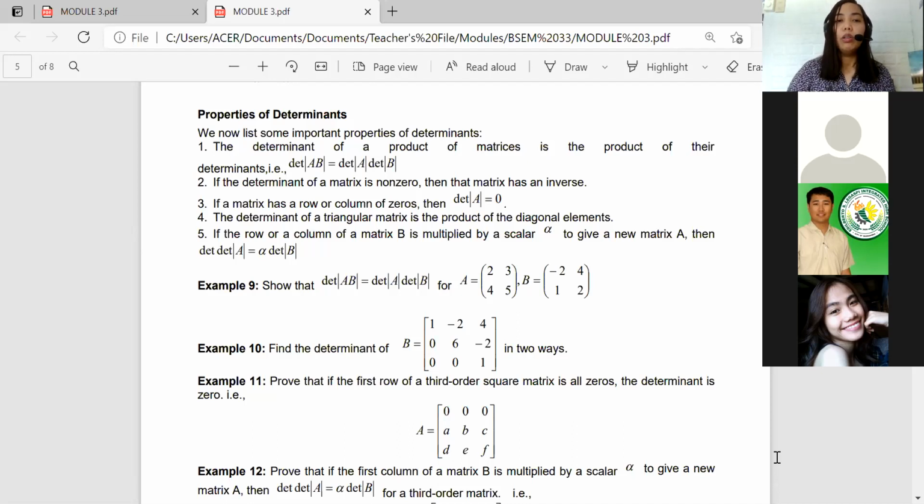Okay? So there is also example 9: show that the determinant of AB is equal to the determinant of A multiplied by the determinant of B. This is property 1, that the determinant of a product of matrices is equal to the product of their determinants. So let's try this example.